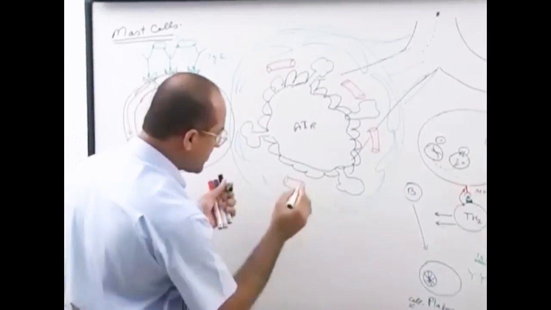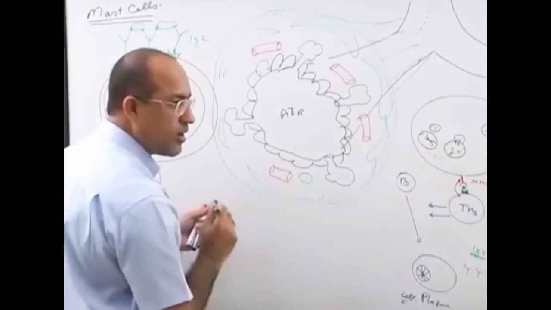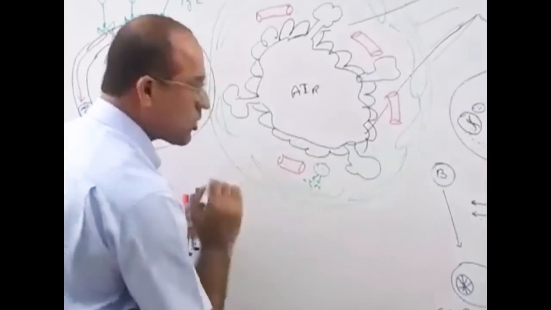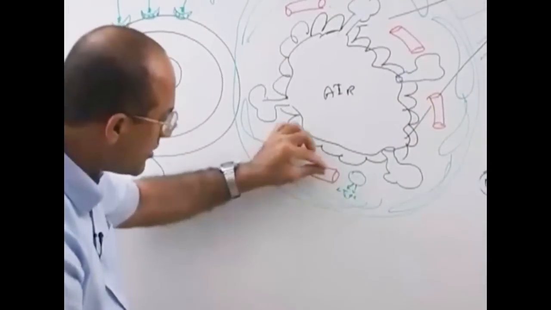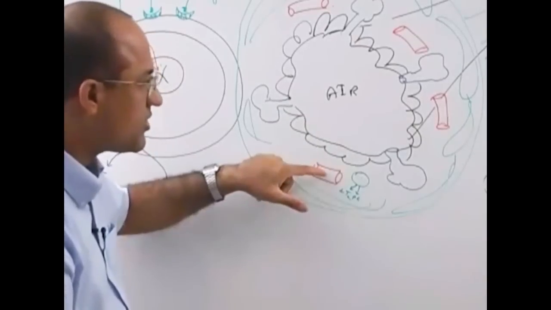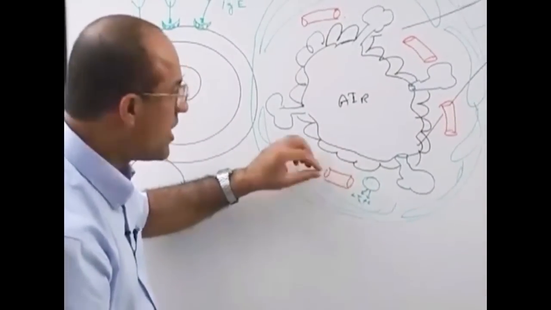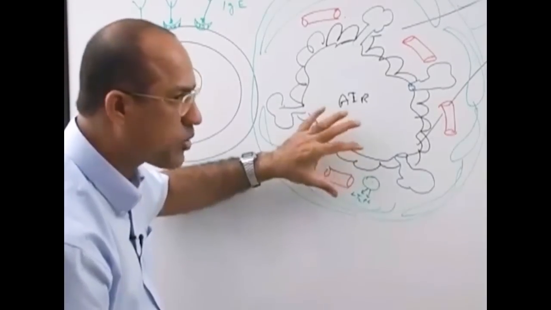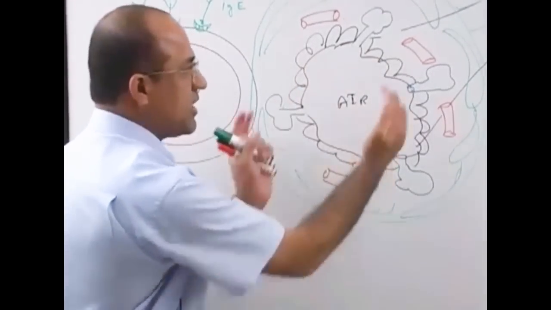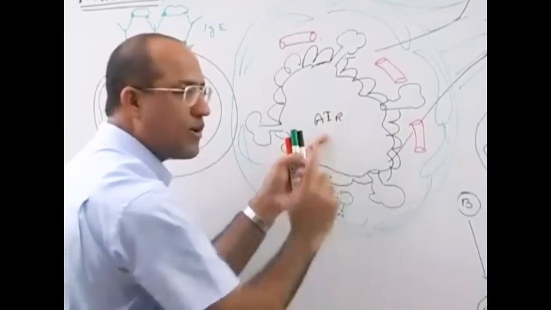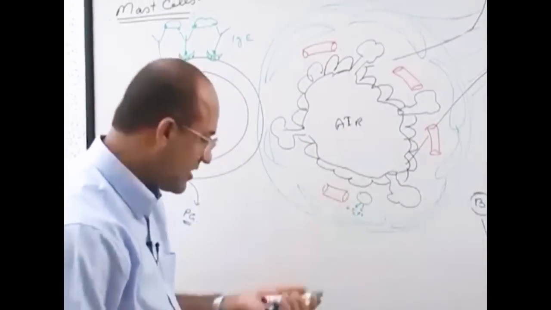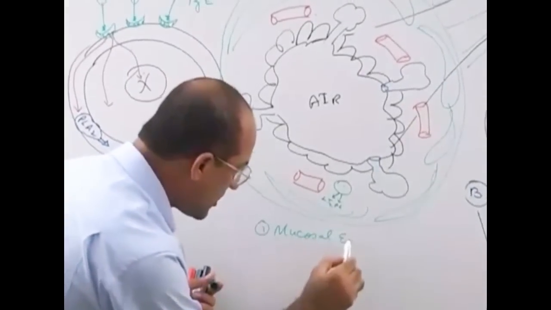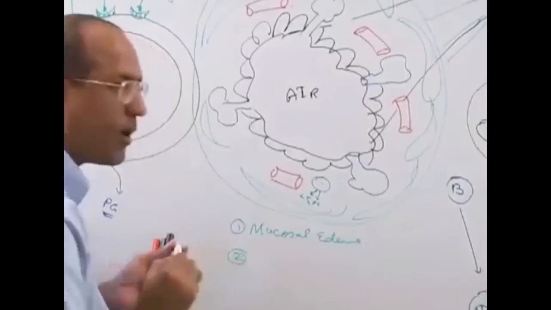Here is your nasty mast cell. When this mast cell is activated, it is releasing prostaglandins and leukotrienes. Now what happened? Prostaglandin opens the blood vessel. So blood flow in this area will become less or more? More. When blood flow is more, fluid in this area will become more and tissue will swell up. When this tissue swells up, it will swell inward. So air flow will become more or less? Yeah. So number one, mucosal edema. This is problem number one.